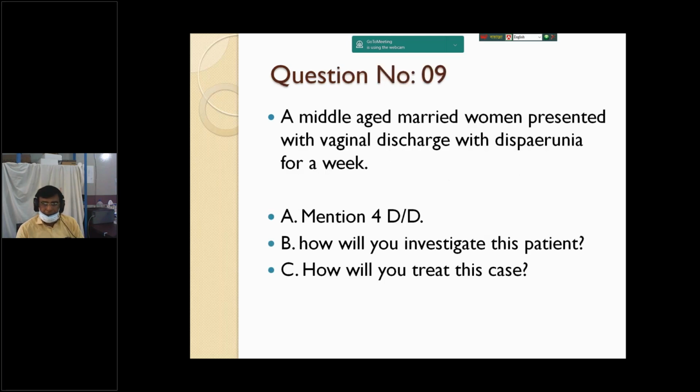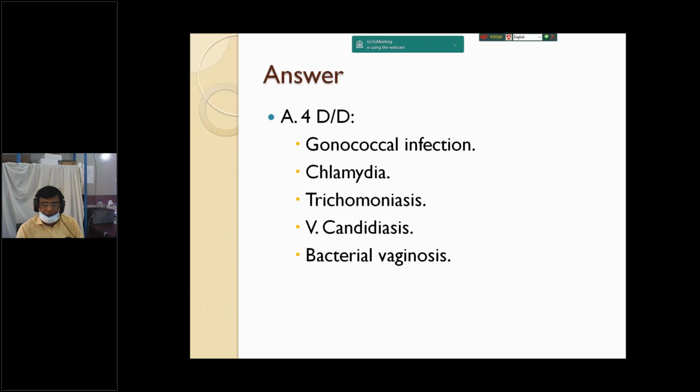Now question number 9. A middle-aged married woman presents with vaginal discharge and dyspareunia for a week. Write 4 differential diagnoses. And the differential diagnoses are gonococcal infection, chlamydial infection, trichomoniasis, vaginal candidiasis, and bacterial vaginosis.